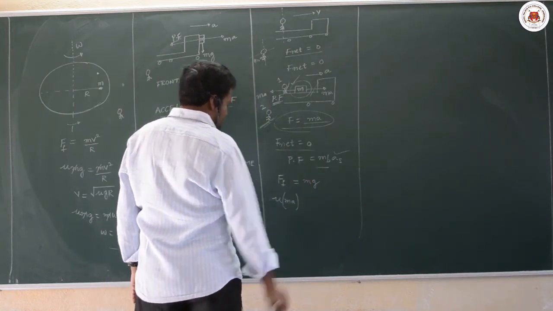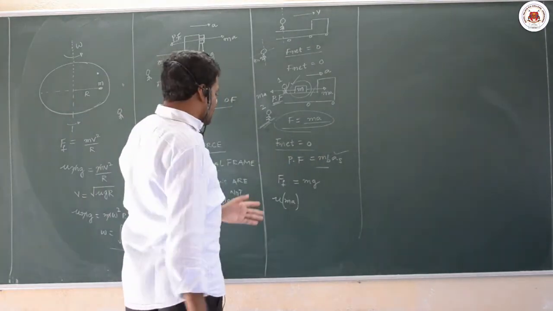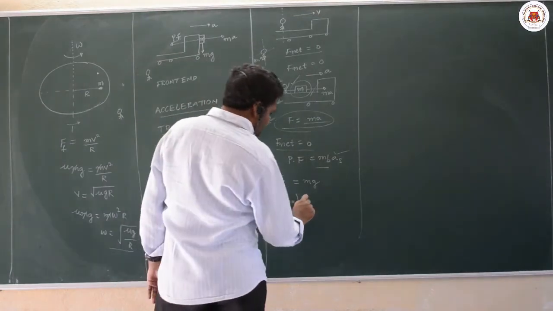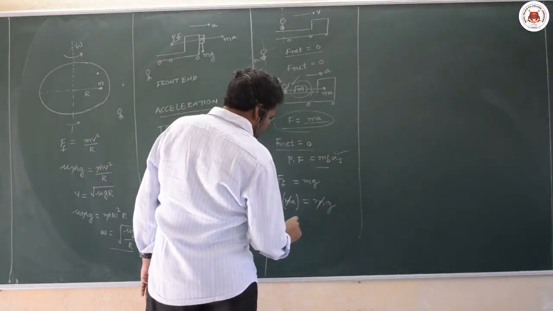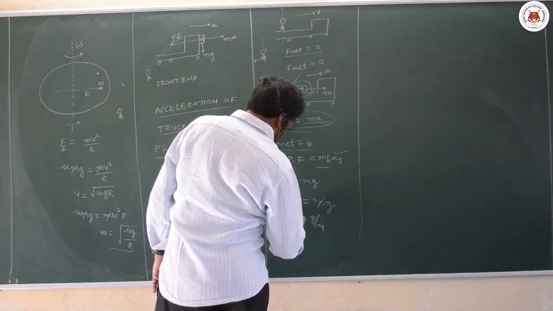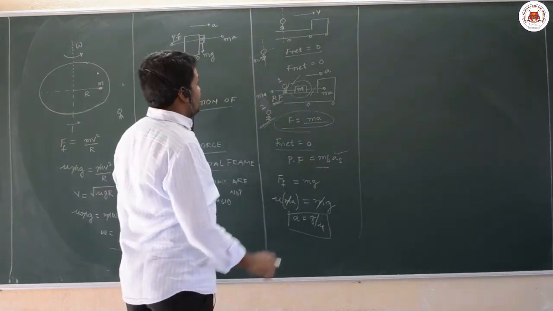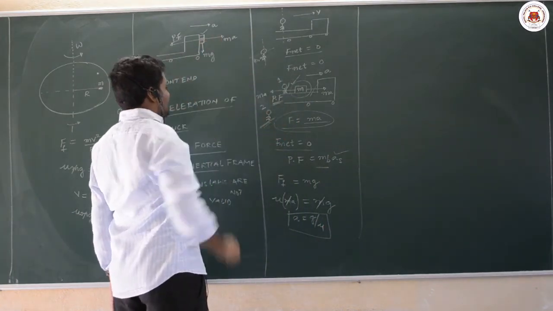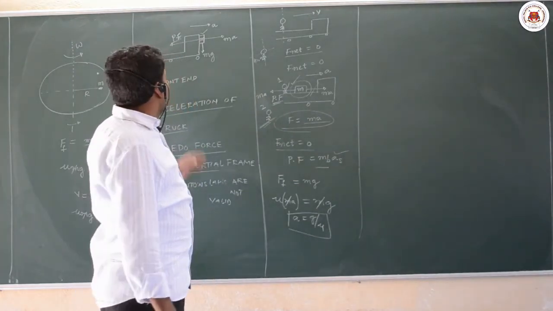The normal reaction definition is the force which acts perpendicular to the lower surface of the upper body. Mu ma is equal to mg. m and m will get cancelled. a is equal to g by mu. If the acceleration of the lorry is g by mu, the block which is attached at the front end of the lorry will not fall down. This is the case.